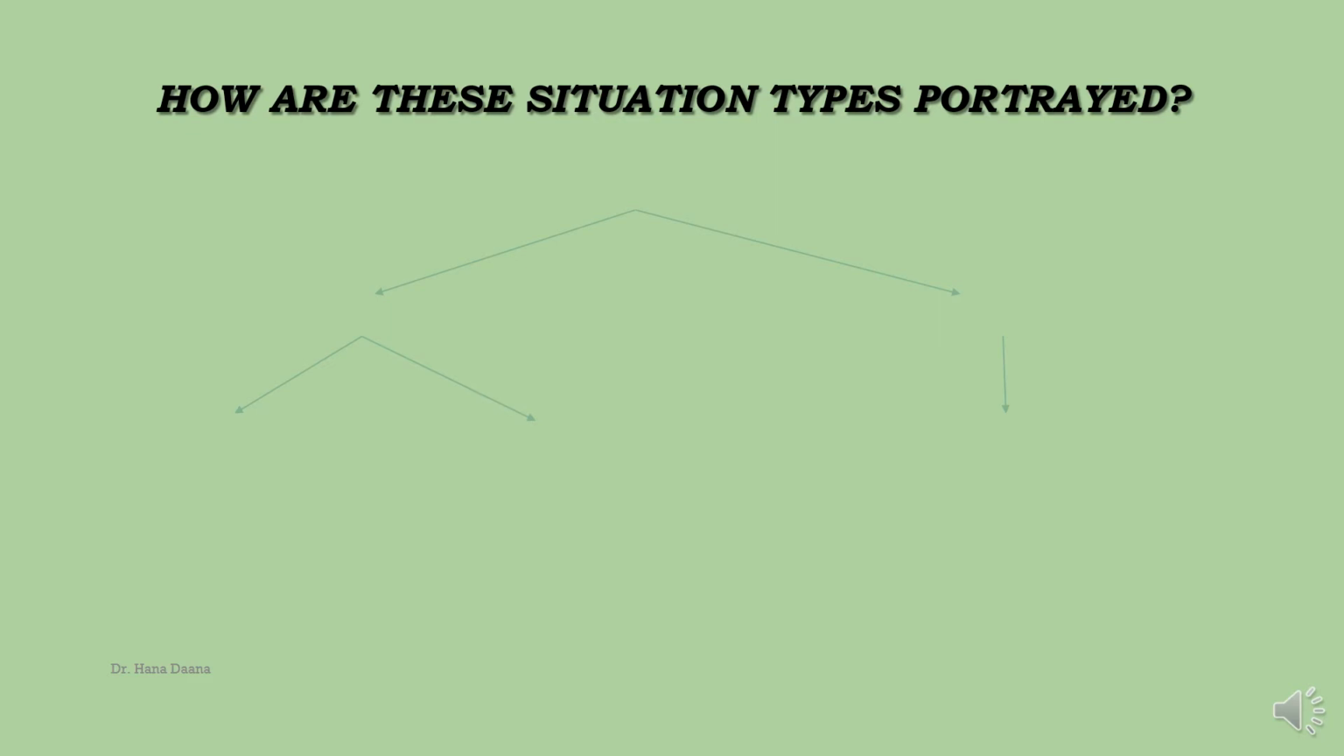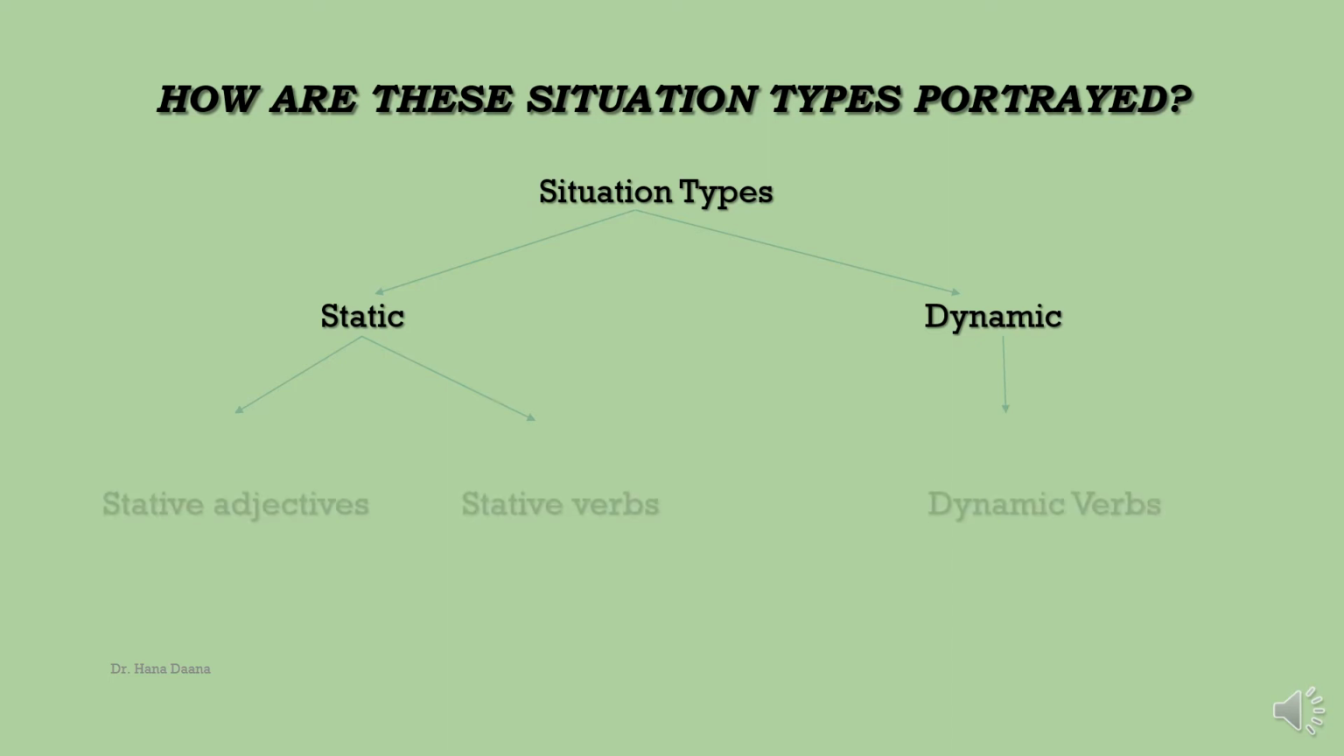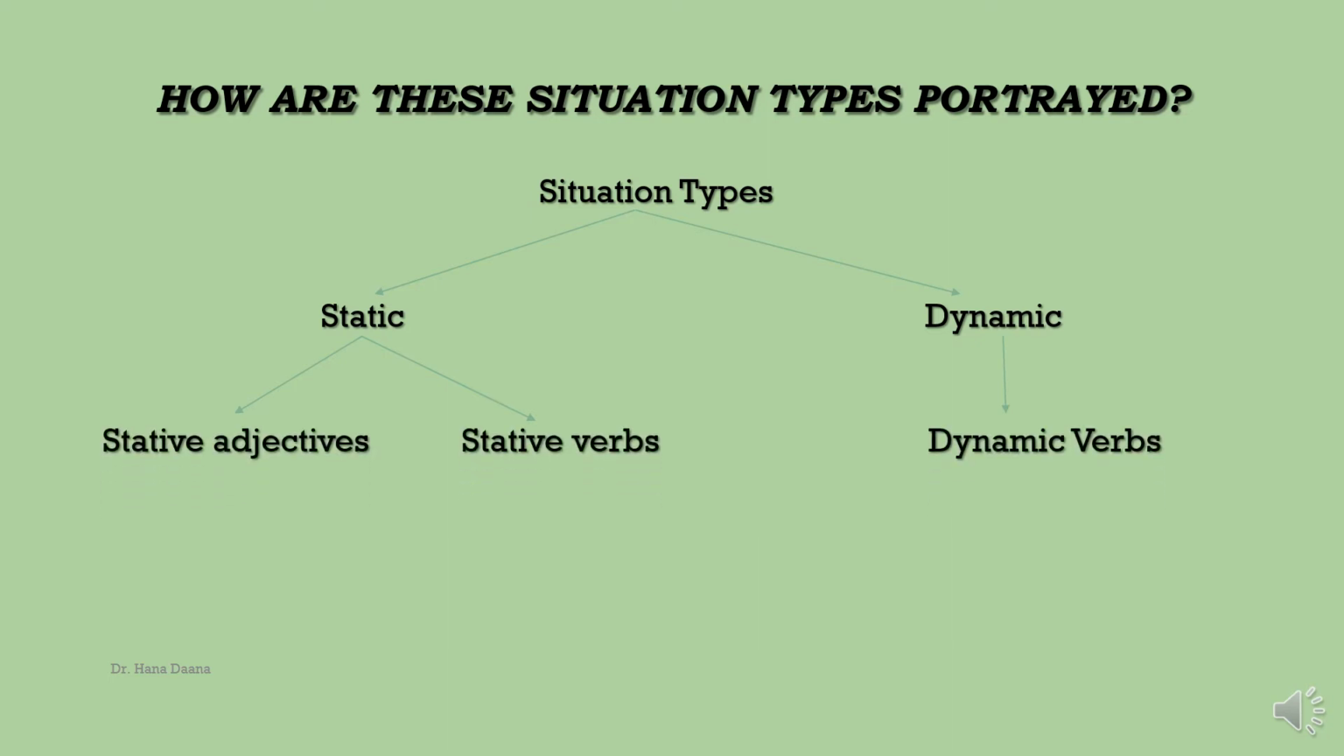How are these situation types portrayed? Such a distinction between static and dynamic situations is portrayed by using different terms. Stative adjectives are usually used for stative situations, while dynamic verbs are used to portray dynamic situations, as in the examples we have here: the theater is full and the theater filled up.